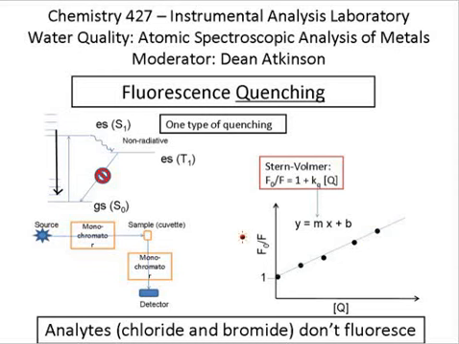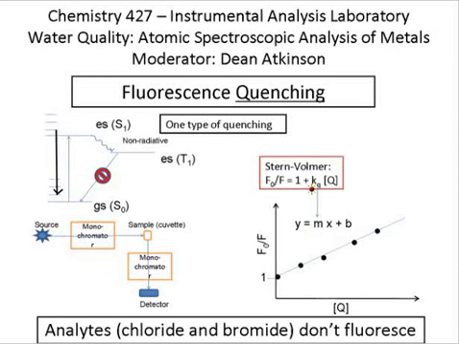So for every system, for every quencher concentration, you'll measure the F0 over F, and that is supposed to linearly vary with Q. So you're supposed to get a y equals mx plus b. The b is supposed to be equal to 1. The m is supposed to be equal to this quenching constant.